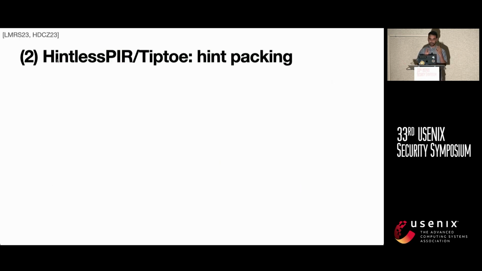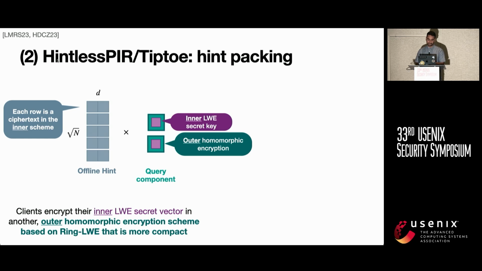And so that's what these two works, Hintless PIR and Tiptoe, by Henzinger et al. and Henzinger et al., do. The way that they obtain this inner product between the LWE secret key and the hint is they basically do this double wrapping. So they choose an outer homomorphic encryption scheme based on ring LWE, under which they evaluate the inner product between the LWE secret key and the offline hint.